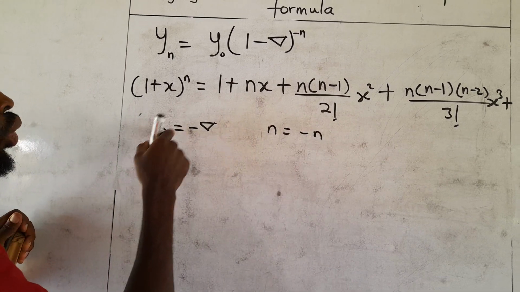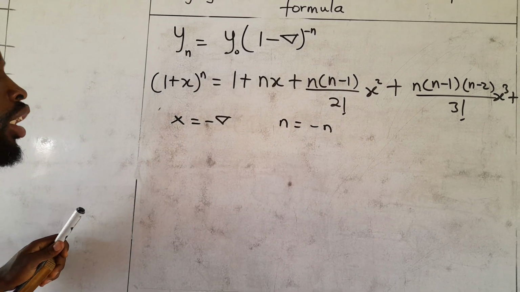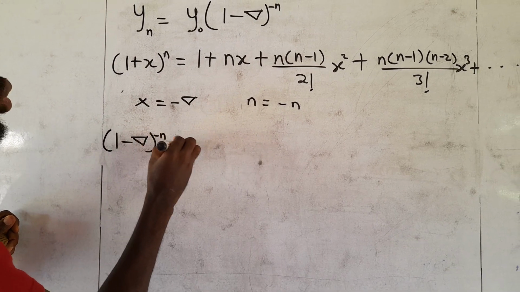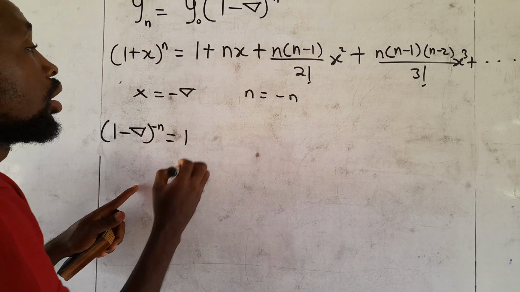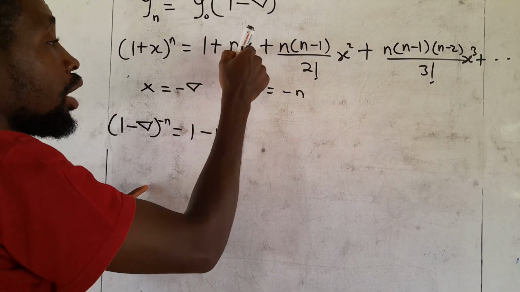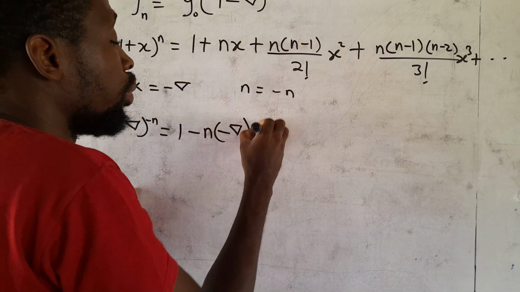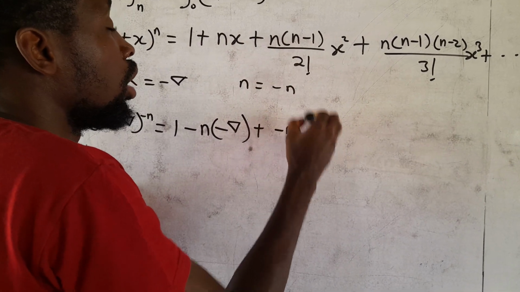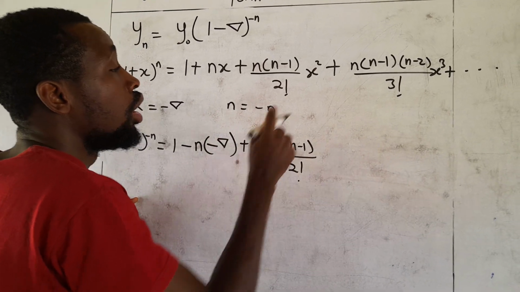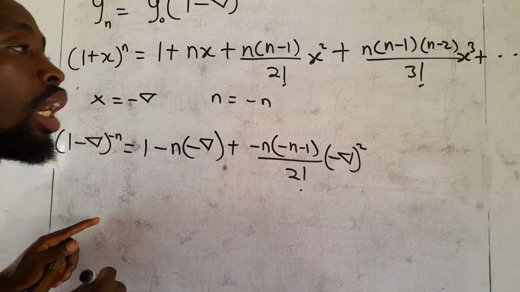So any place we see x, we substitute negative nabla, and any place we see n, we substitute negative n. Then we can say our (1 minus nabla) exponent negative n will be equal to 1, then in place of n, that will be minus nabla, in place of x, negative nabla. I hope you get that. Then plus, in place of this n, negative n, in place of this n, negative n minus 1 over 2 factorial. Then in place of this x, negative nabla all square. I hope you are getting that.